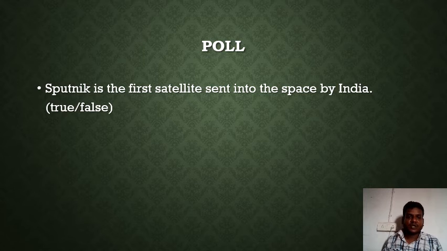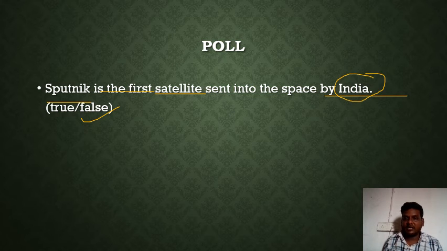Second question: Sputnik is the first satellite sent into space by India. Is this statement true or false? Everyone, write your answer in the chat box. Here, this is false, because Sputnik is the first satellite, it's true, but it was not sent by India. It was sent by Russia. I hope this question is clear to you.